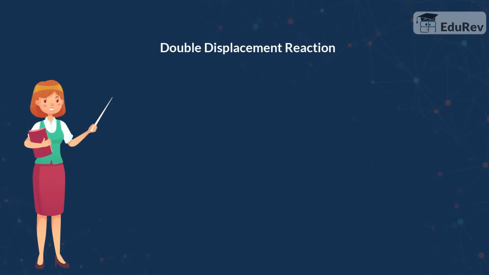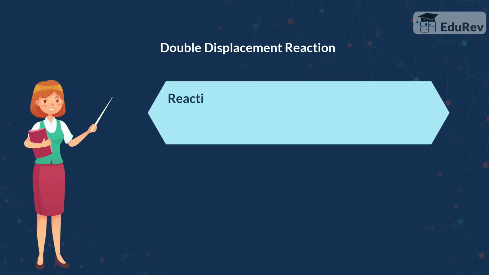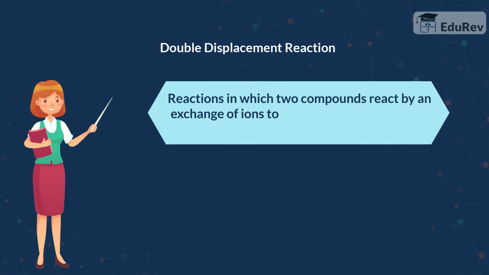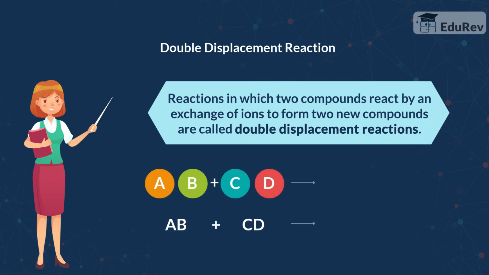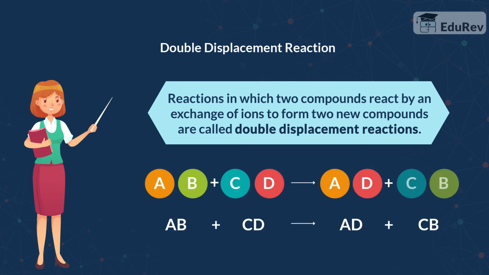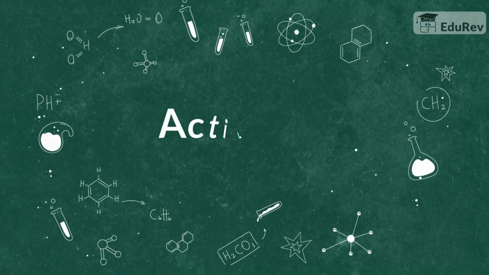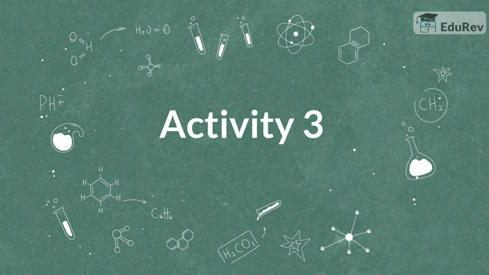Now, let's look at what is a double displacement reaction. Reactions in which 2 compounds react by an exchange of ions to form 2 new compounds are called double displacement reactions. In case of a double displacement reaction, AB reacts with CD to give AD and CB. Let's perform one more experiment.